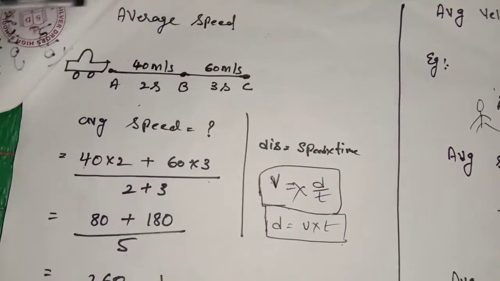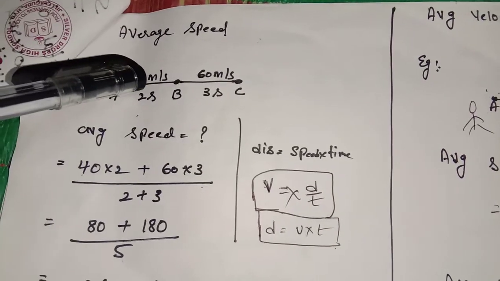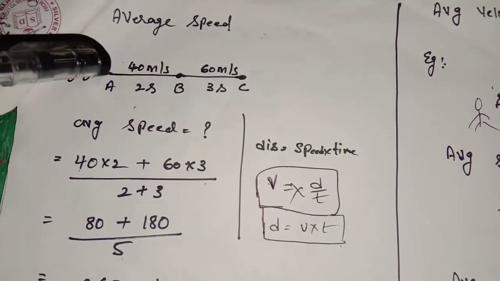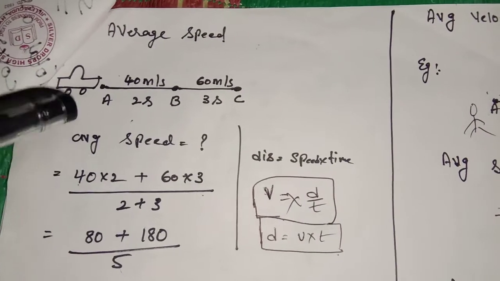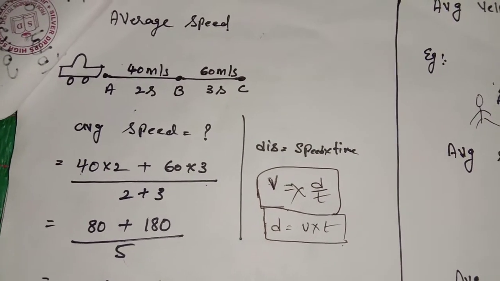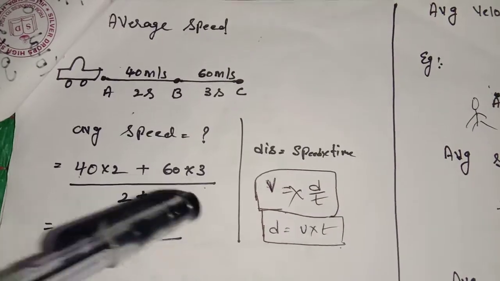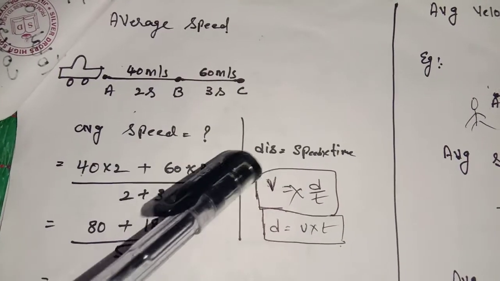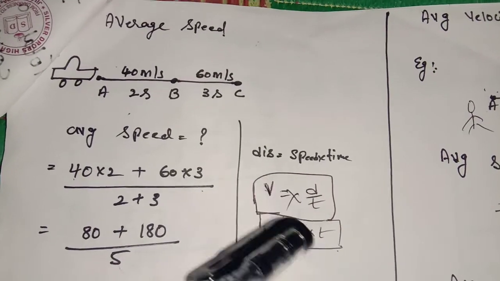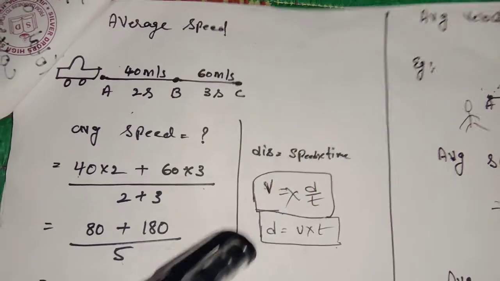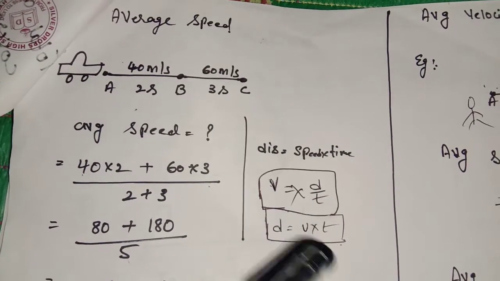In the previous example, the vehicle was moving in kilometers per second, but here the vehicle is moving in meters per second. So how do we calculate? Average speed, we know, is total distance by total time taken. First we want the distance. We know the speed formula: v is equal to d by t. Doing cross multiplication, d will be on one side and v will go up. Then d is equal to velocity into time.